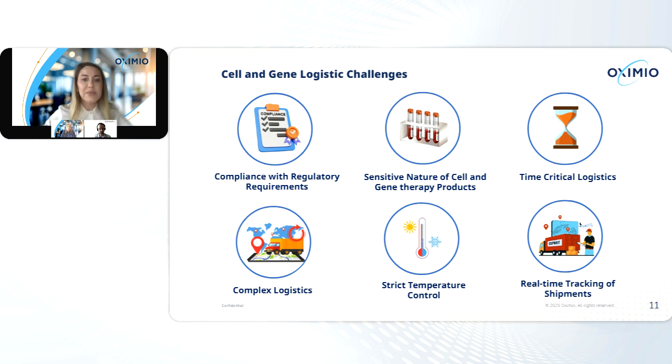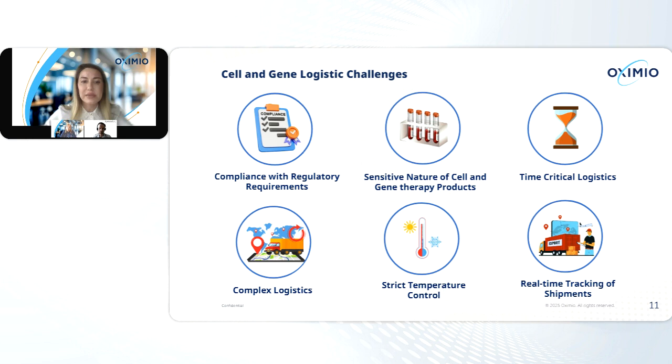Unlike standard pharmaceuticals, cell and gene therapies involve living biological materials, often patient-specific. In such therapies, the patient can be both the donor and recipient, and these cells may be irreplaceable. Even minor handling errors and temperature deviations can compromise viability. This demands end-to-end control management for every phase of the process.